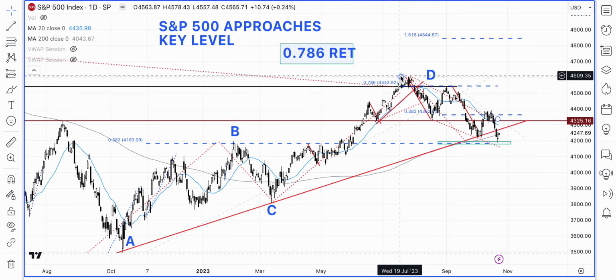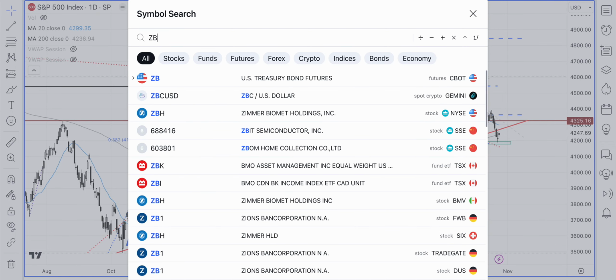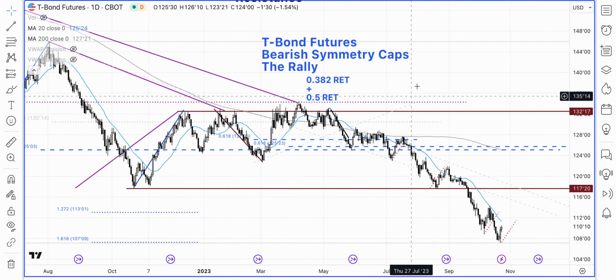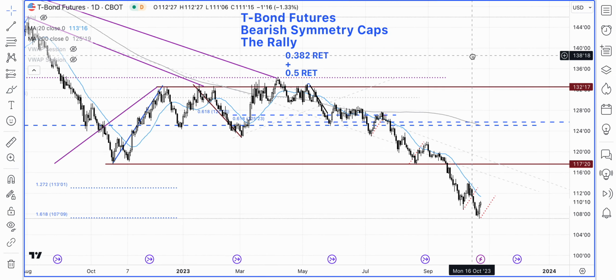In this video segment, we are going to take a look at the key US stock indices. But before we take a look at the stock indices, we would like to take a look at the bond markets through the bond futures. This video is for educational purposes only, and it is not financial advice. So let's go and take a look at the US Treasury bond futures. This is the 30-year bond futures chart.